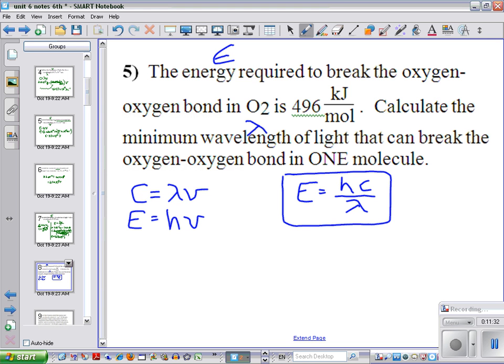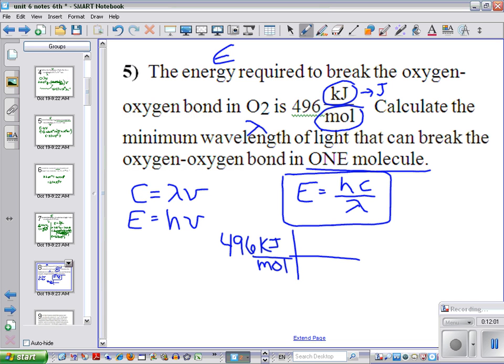I know the energy, 496 kilojoules per mole, but there's two problems with that number. What's my first problem? Kilojoules. This has to be converted into joules. The other problem with that number is moles. They gave it to us per mole, but we're looking for it in one molecule. So I'm going to take that 496 kilojoules per mole, and I'm going to convert it into joules first.